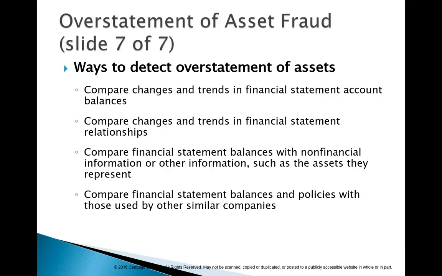Like we talked about, it could be accounts payable or accrued expenses, and if you don't have any of those in the current year, then they're going to be missing. So that would be detecting unrecorded liabilities. And detecting overstated assets would be similar.